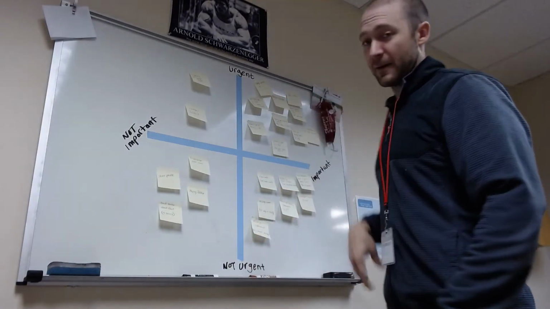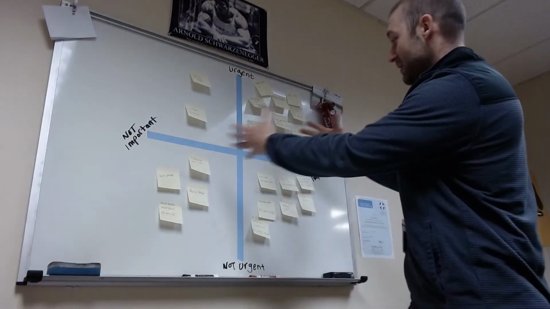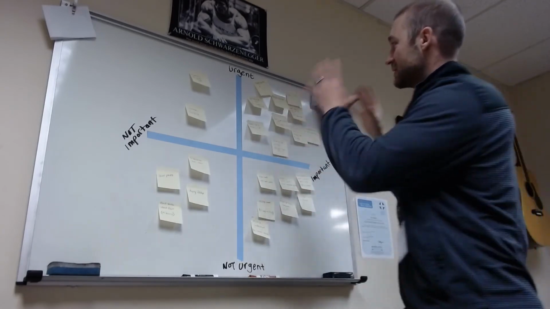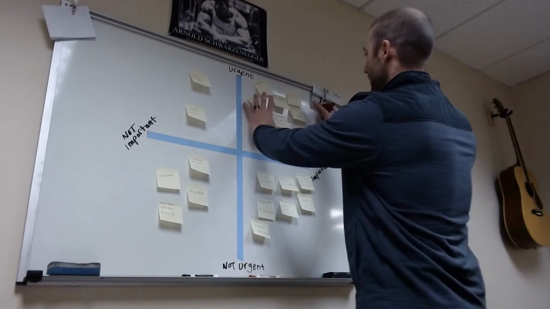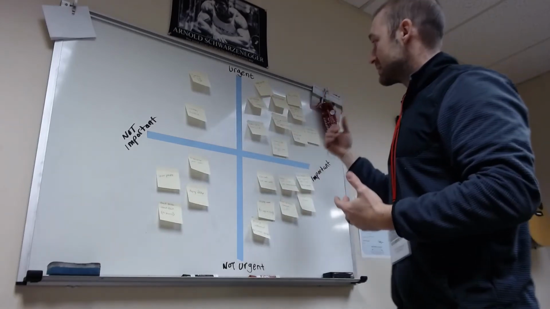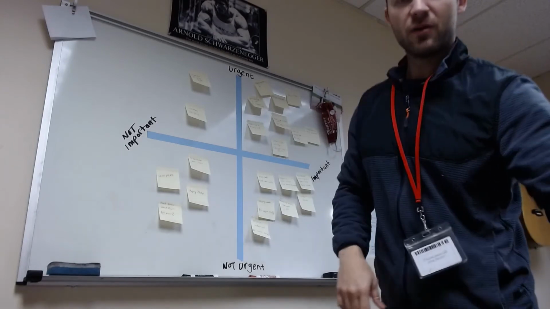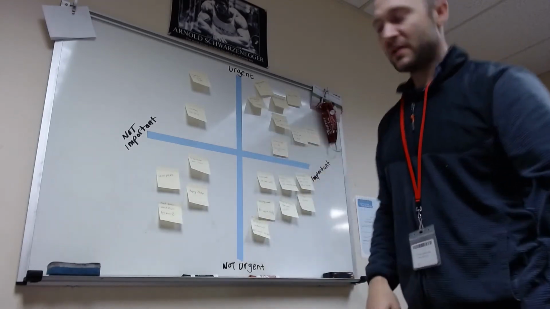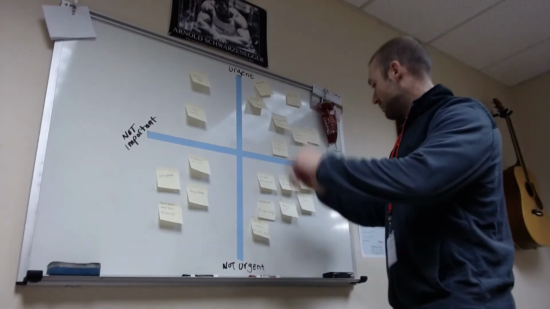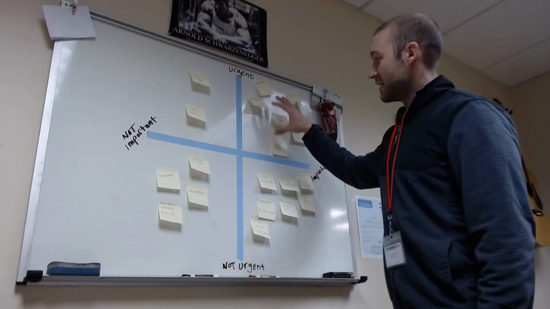Boom, right there. Okay, so now you can take a look at what you have on your matrix here, and you know exactly where to start. Now, the fun thing about this is as you get these things done, you just pluck them off the wall. Maybe you do a couple of those things right there. Boom. And it starts to thin out.